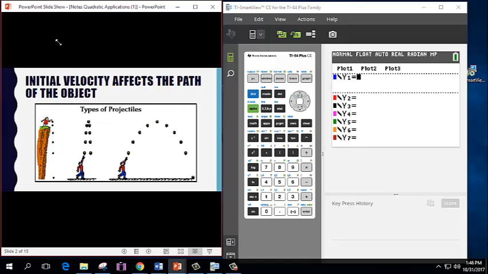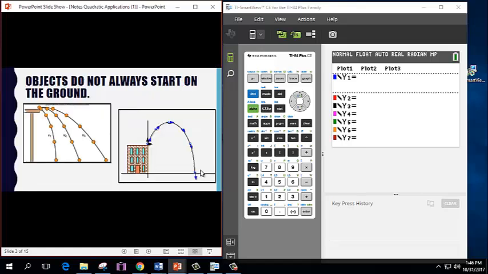For example, you could drop an object here, just dropping an object that has no initial velocity. Here you're actually throwing an object up, and here you're throwing an object with a little more arc to it. So you have to pay attention to what the word problem is telling you that the object is doing.